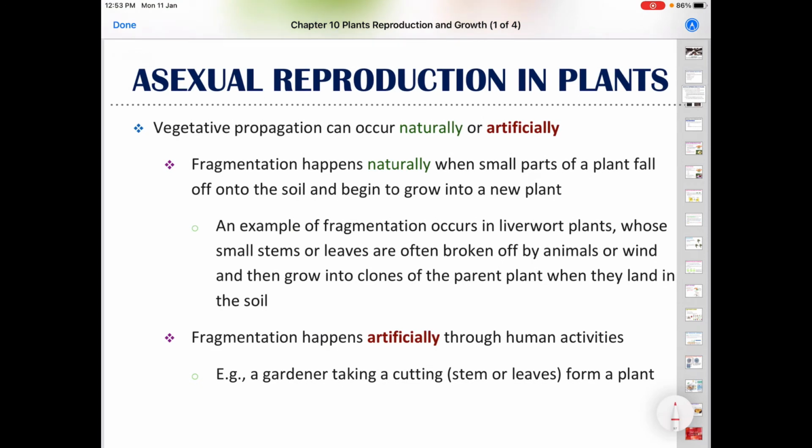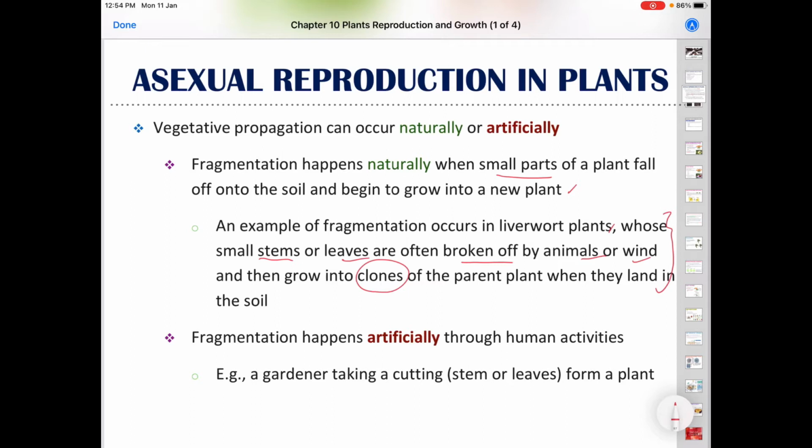Vegetative propagation can occur naturally or artificially. Fragmentation happens naturally when a small part of a plant falls off onto the soil and begins to grow into a new plant. Okay, for example, fragmentation occurs in liverwort plants, whose small stems or leaves are often broken off by animals or wind and then grow into clones of the parent plant when they land in the soil. So this is one example of how vegetative propagation happens naturally.